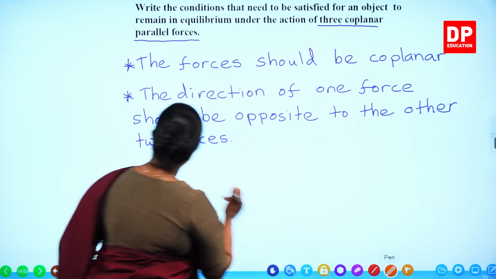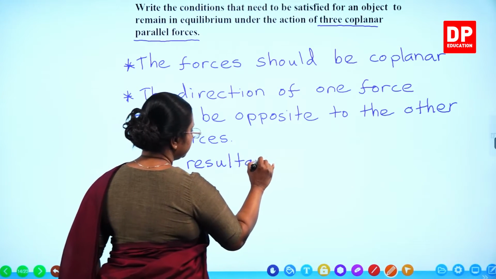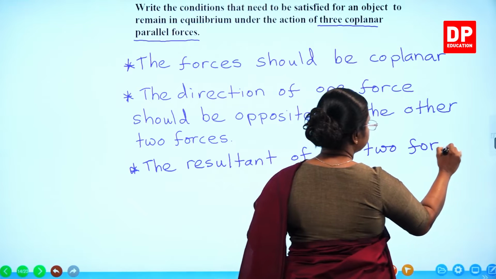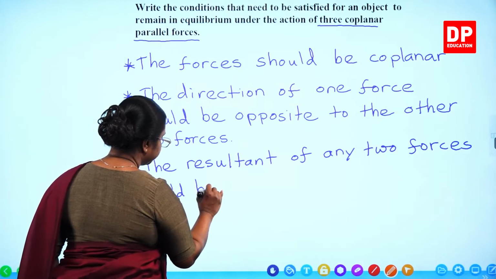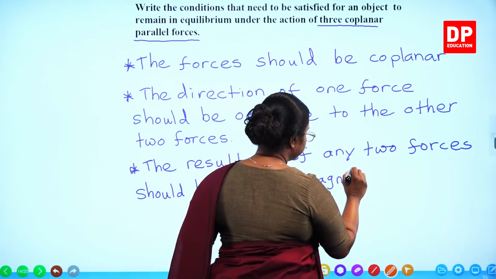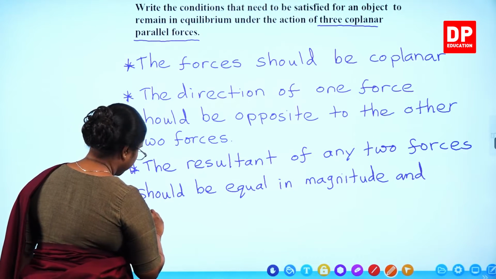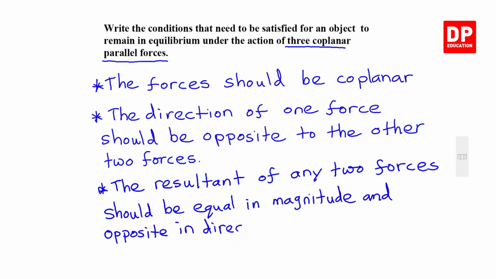And what is the third condition? The resultant of any 2 forces should be equal in magnitude and opposite in direction to the third force.